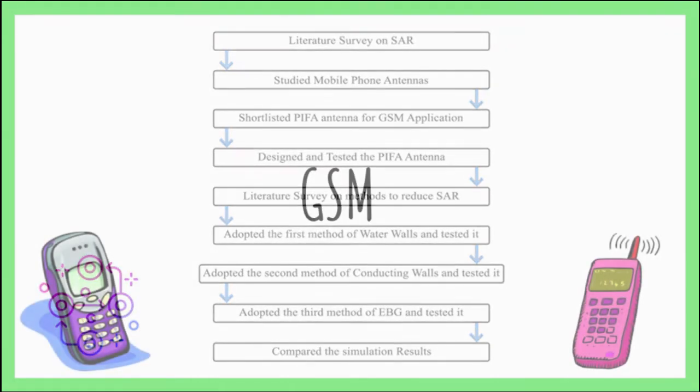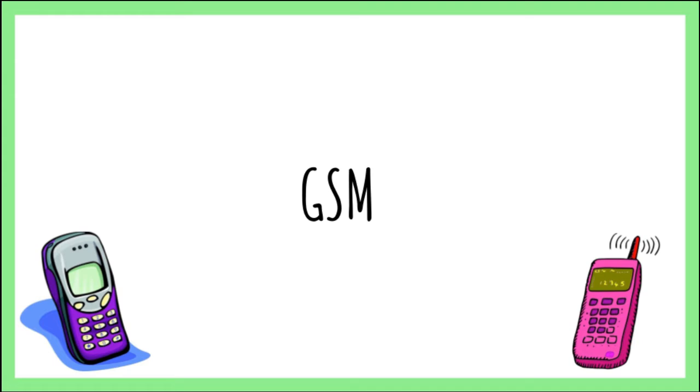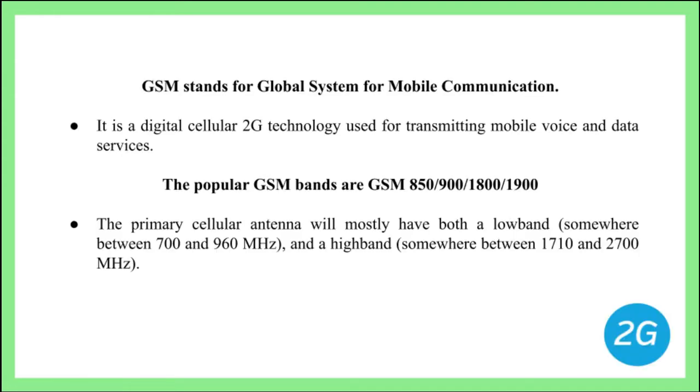Let's talk about GSM. GSM stands for Global System for Mobile Communication. It is a digital cellular 2G technology used for transmitting mobile voice and data services. The popular GSM bands are GSM 850, GSM 900, GSM 1800 and GSM 1900.